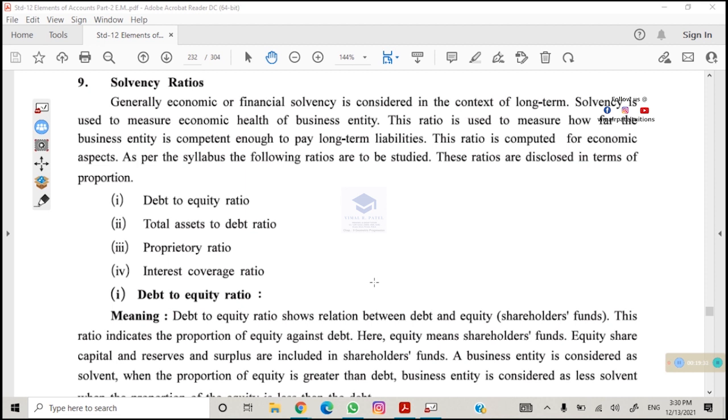So debt to equity ratio, total assets to debt ratio, proprietary ratio, and interest coverage ratio. Debt to equity ratio shows the relationship between debt and equity. So out of your total capital, how much money you have arranged from owner's fund and how much money you have borrowed. So what is the proportion of shareholders fund and what is the proportion of long-term liability or non-current liability.